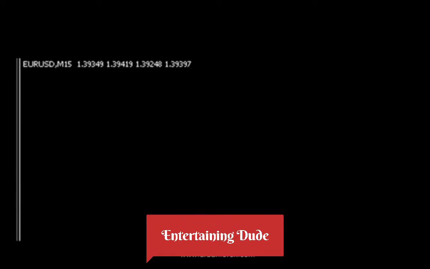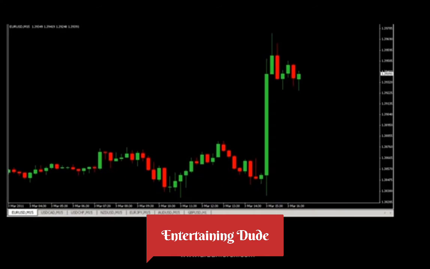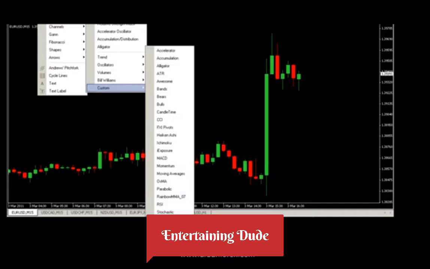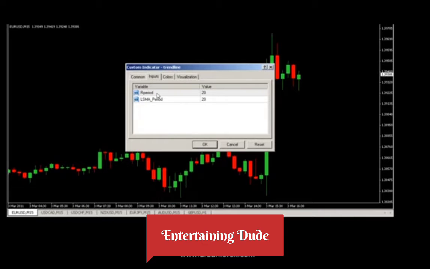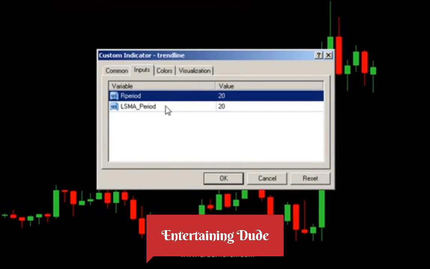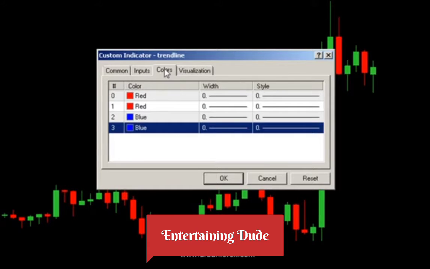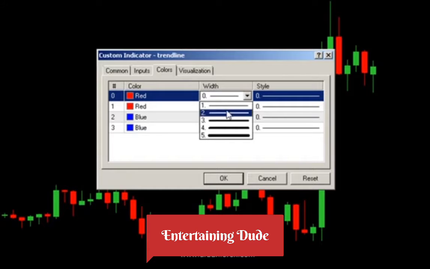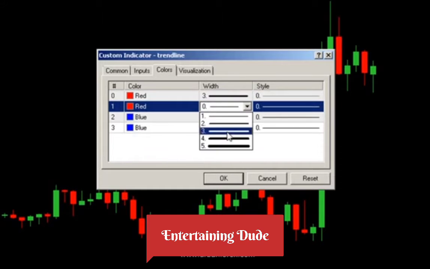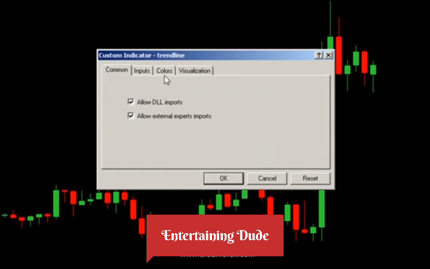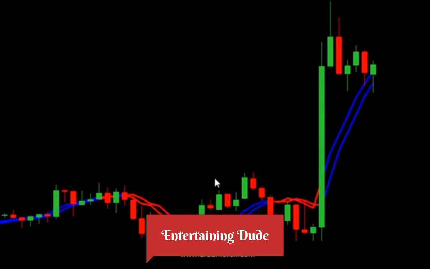So let's switch on to the 15-minute time frame, which you see right here, Euro USD 15 minutes. Let's insert the custom indicator that you have downloaded, which is called the trend line. You want to keep the period at 20 and the LSMA period at 20. And what I usually want to do with the width, I want to make it a little bit thick so I can view it quite clearly. Let's make those 3 as well, all of them at 3, and we can leave everything else the way it is. Alright, let's click OK.